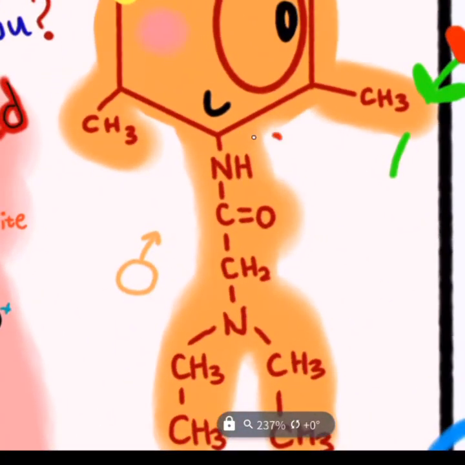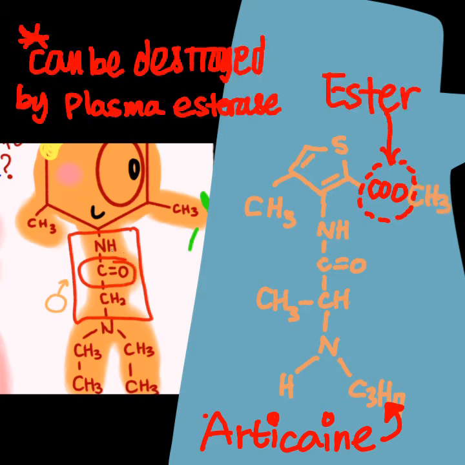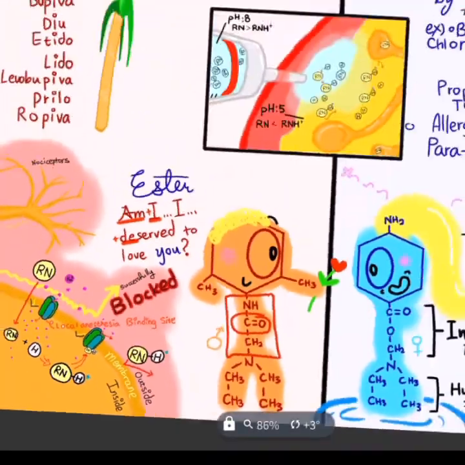So articaine has an amide, but it also has an ester group in its arm, so it can be broken down by plasma esterase and loses its function.